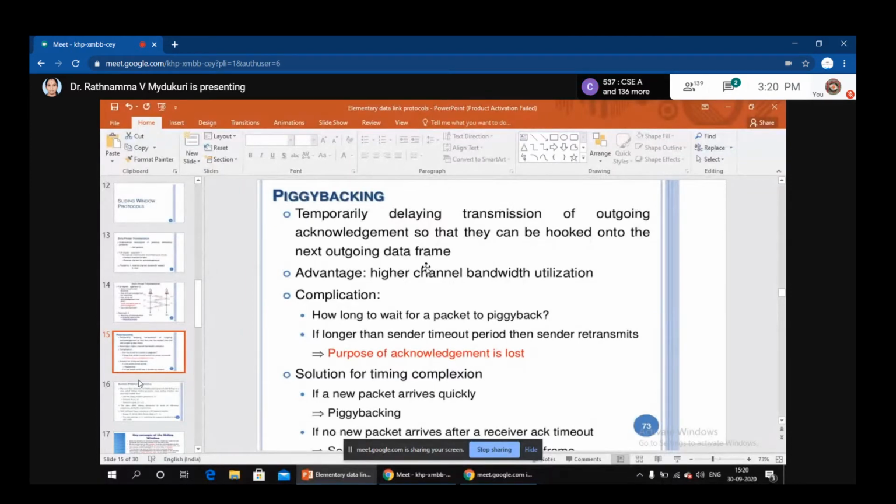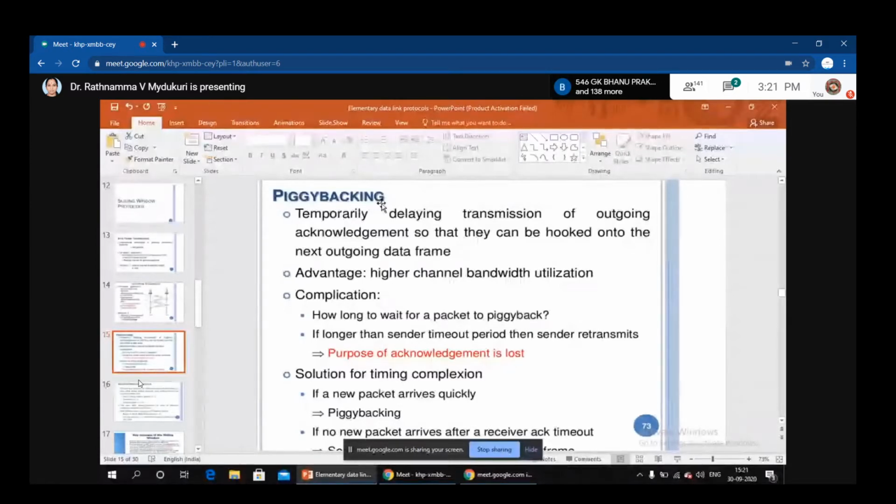You should observe one thing. When you are sending your data from sender to receiver, you again get an acknowledgement from receiver to sender. Only for acknowledgement purposes, we are wasting a frame. We are wasting bandwidth. For that purpose, we have been introduced to this new concept called piggybacking. What we will do is, for example, if you are sending frame 1, frame 1 is received by the receiver.